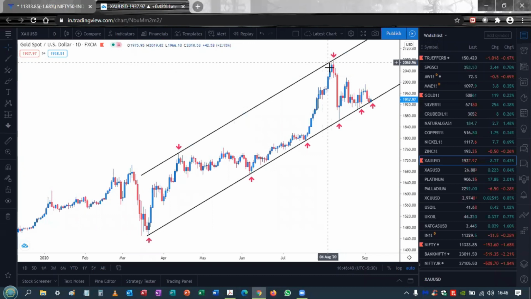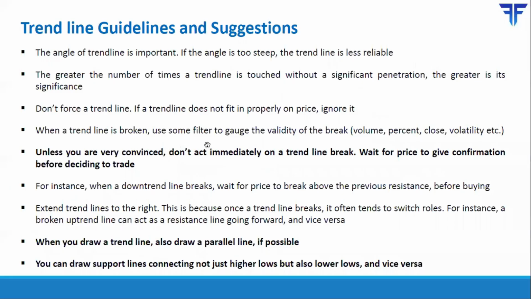This parallel line acted as strong resistance to prices, and notice how sharply price fell from there. So do get into the habit of drawing parallel trend lines as well.